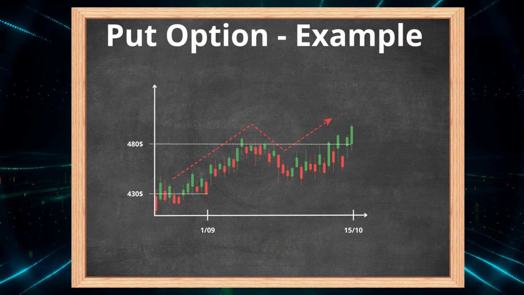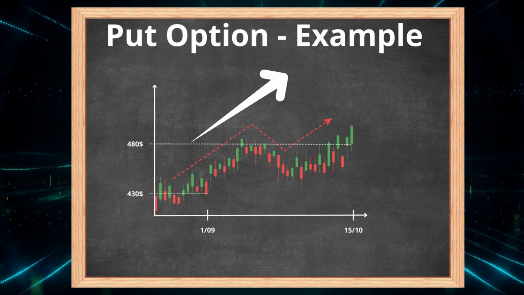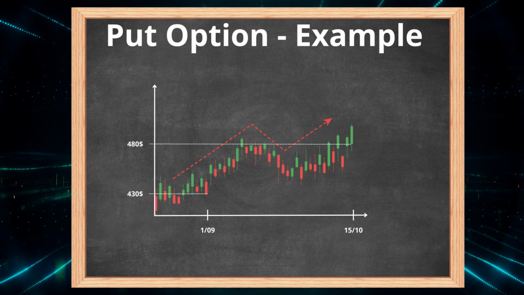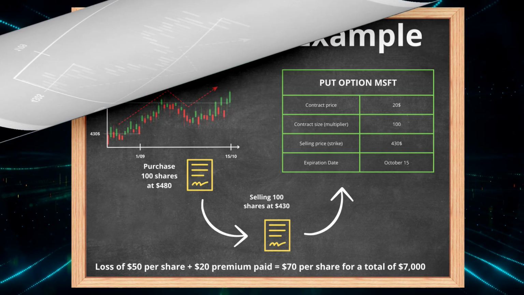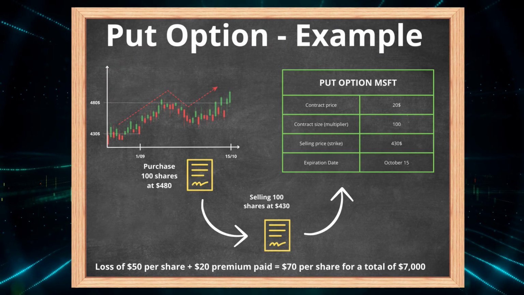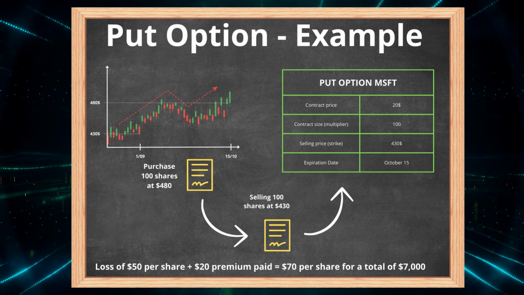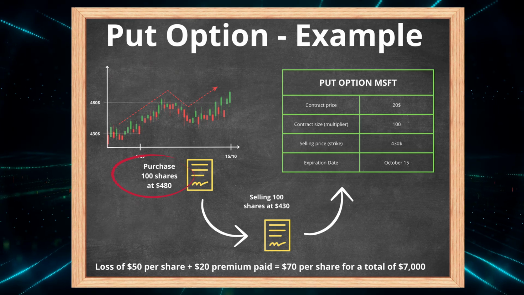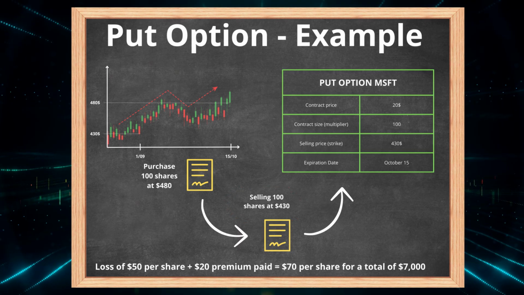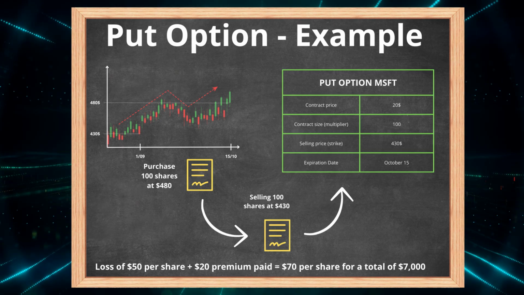Now let's consider the opposite scenario. To complete the picture, let's see what happens if the stock price rises above the strike price by expiration. Imagine that on October 15th, Microsoft trades at $480. In this case, exercising your put option makes no sense. You would be selling shares at $430 when the market is offering $480. If you were to buy shares at $480 and sell them via the option at $430, you would incur a $5,000 loss. And after adding the $2,000 premium you paid for the option, your total loss would be $7,000.